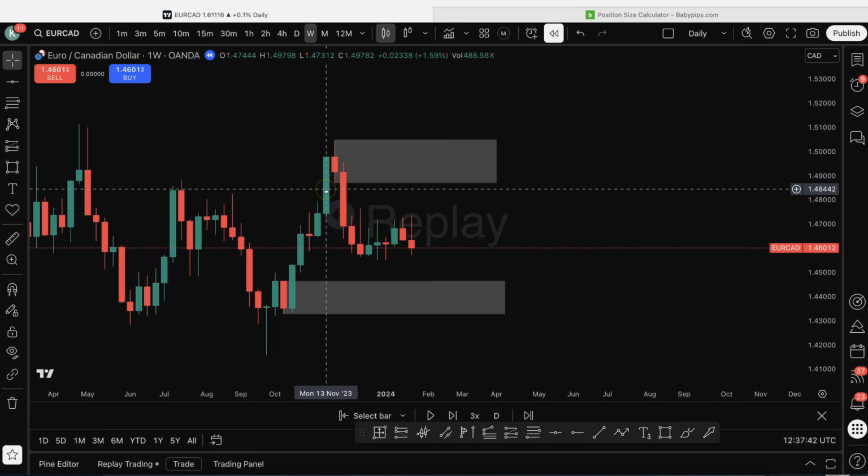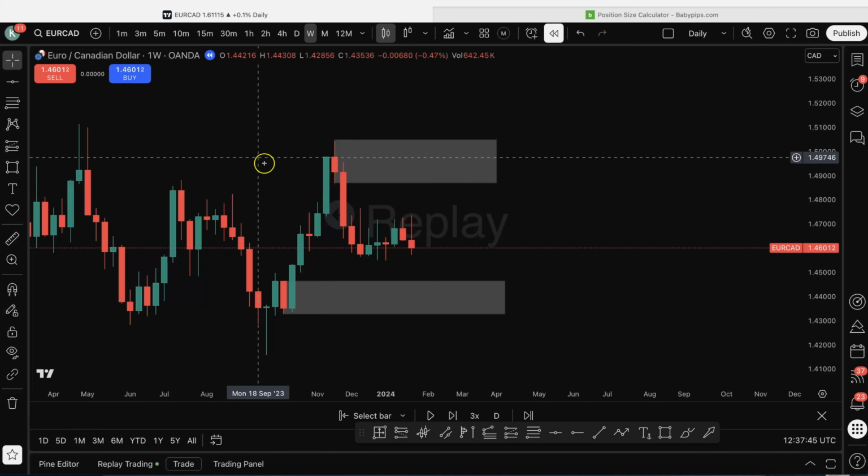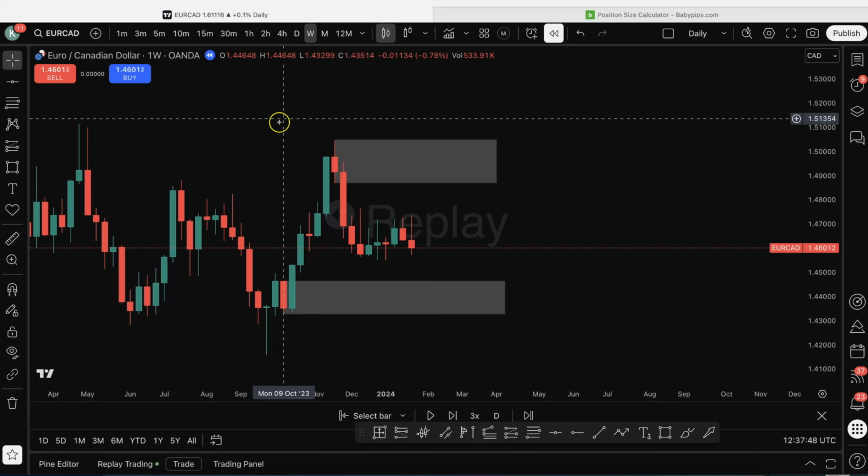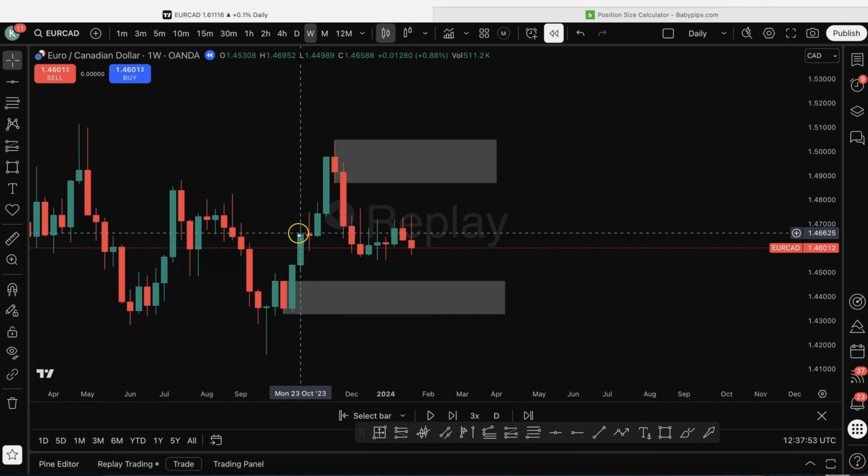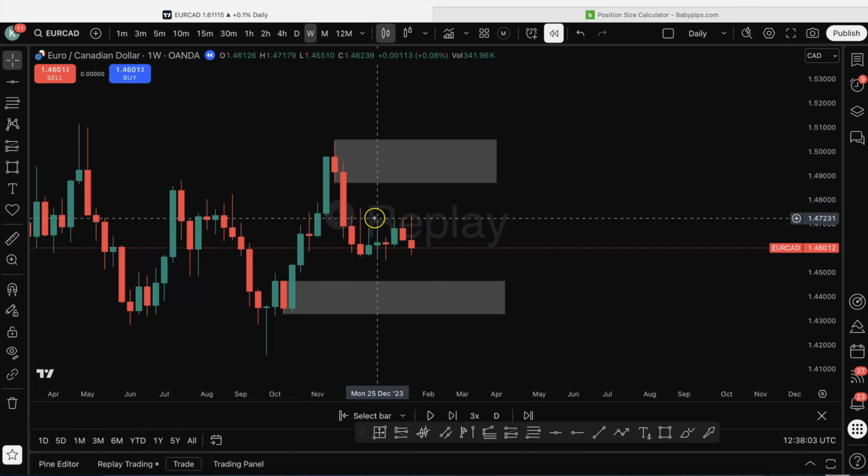So we're taking a look at an example here on EuroCAD. We're on the weekly time frame, and as I've shown you with fractals, it doesn't really matter what time frames you're working on, but this is a breakdown as to how you can take advantage of the targets and entries and building narratives on the high time frames using supply and demand.